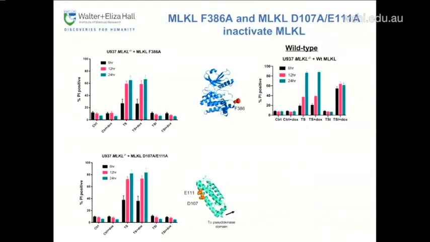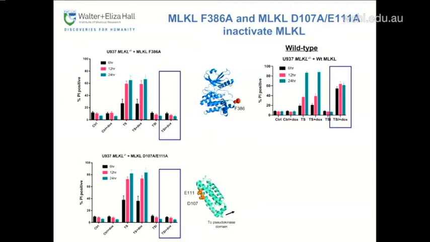Two final mutations I'm going to talk about are the F386A. So this is located in the C lobe of the kinase, the pseudokinase domain, and it's normally thought of as a substrate interaction site. So this as well, if you look here, again, comparing wild type to here, it completely restricts the ability of MLKL to undergo necroptosis. So likely this is binding some interactor.